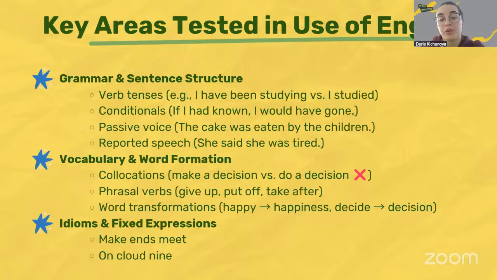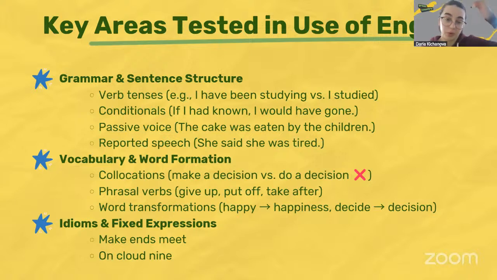If we're talking about vocabulary, there we will talk more about collocations, so some fixed phrases like make a decision or do a decision. As we know, do a decision is not correct, so we need to say make a decision, and this is our fixed phrase. Also, we will talk about phrasal verbs such as give up, put off, take after, and word transformations like happy, happiness, decide, decision.